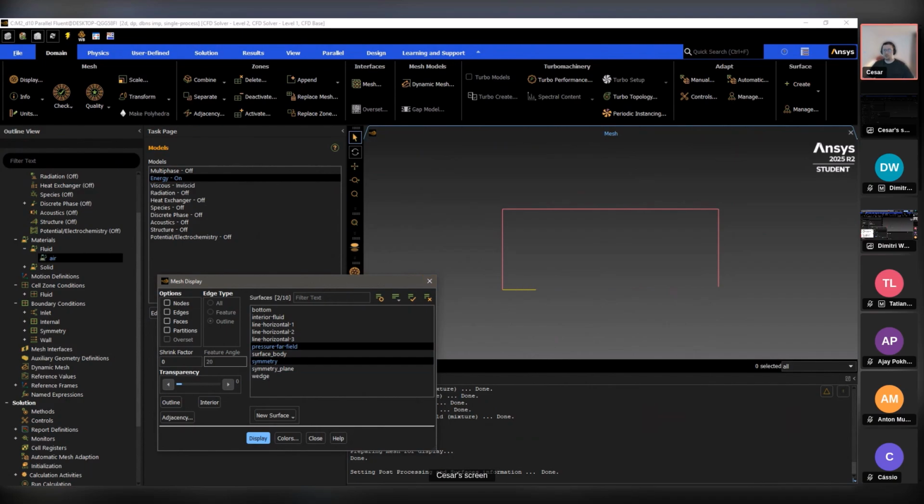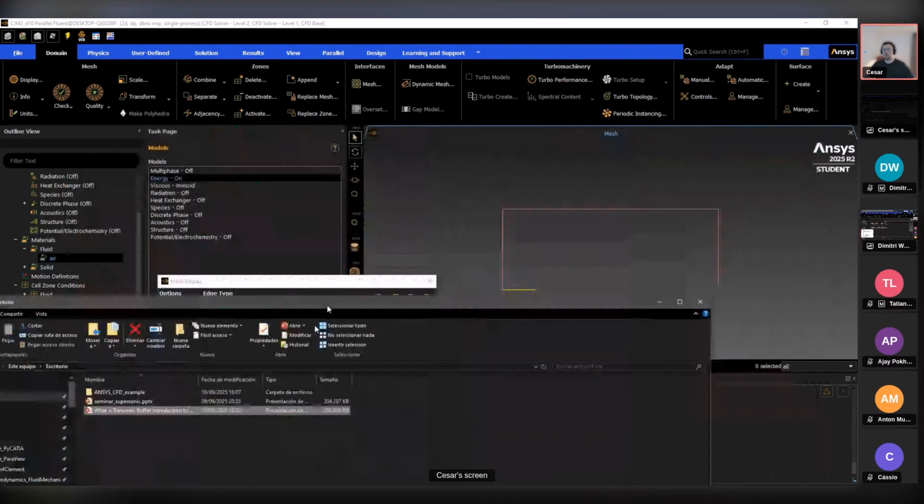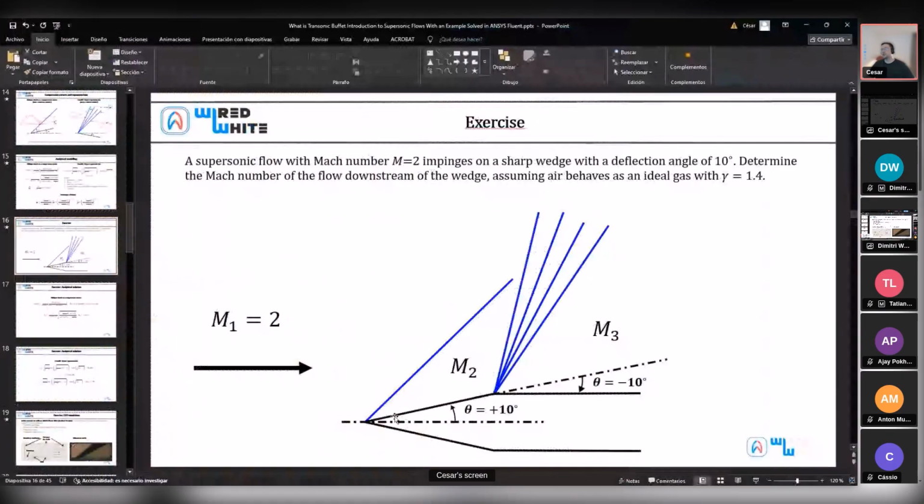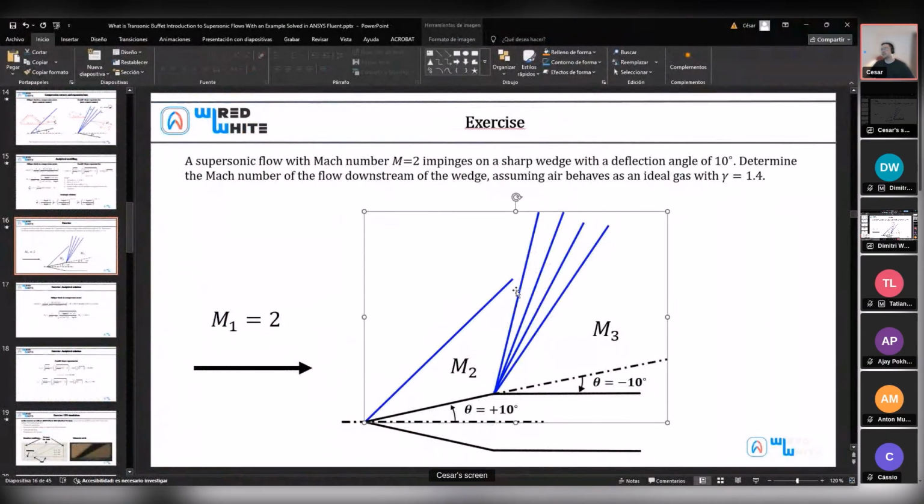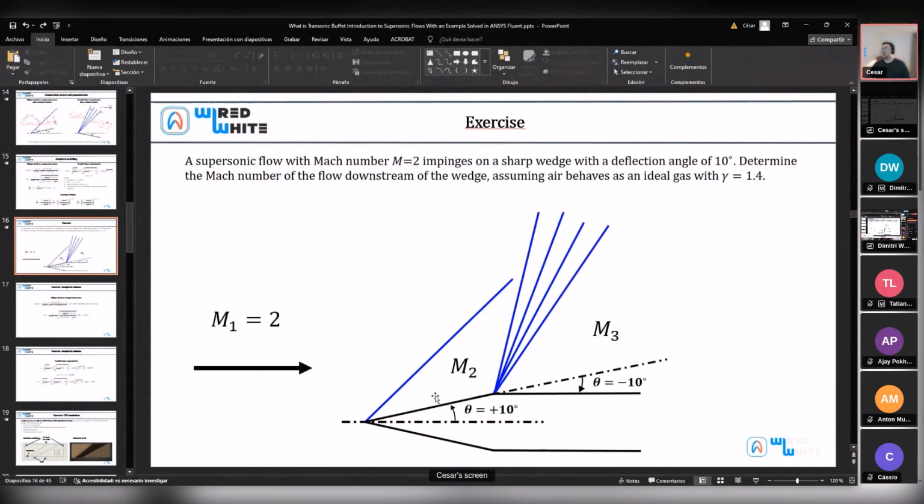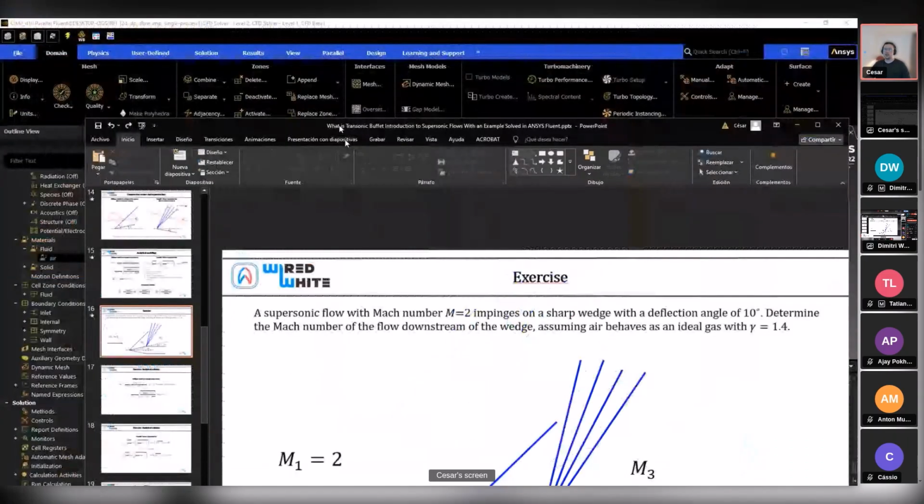Let's go quickly back to the presentation. Sorry. Because we don't need to solve the whole wedge, we know that we're going to have the same flow features above and under the wedge. For that reason, we are using symmetry, and therefore we are saving computational resources by doing this.